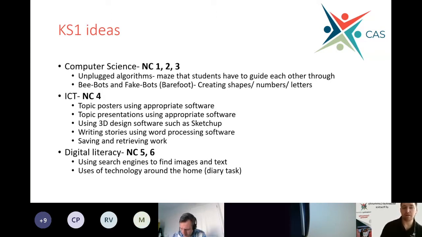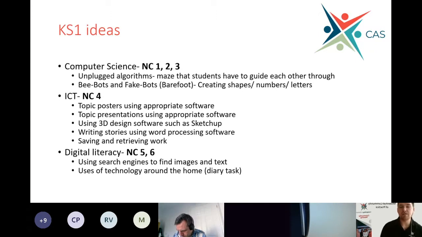And then the digital literacy side of things, so that's 4, 5 and 6, getting them using search engines to find images and text. So obviously when they're doing their presentations, just making sure that they know about the best ways to search for things. There's a search engine that's been designed for students called Swiggle, which is based on Google, but I can show you that later on as well when we look at some of the resources.